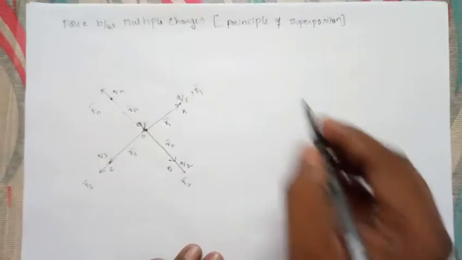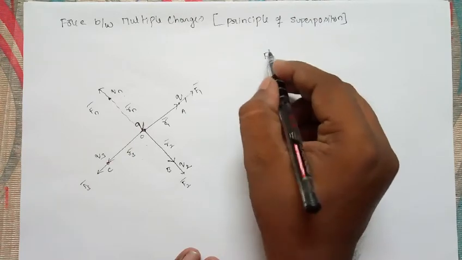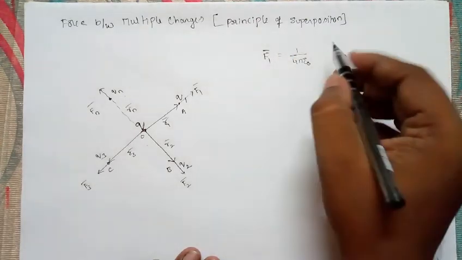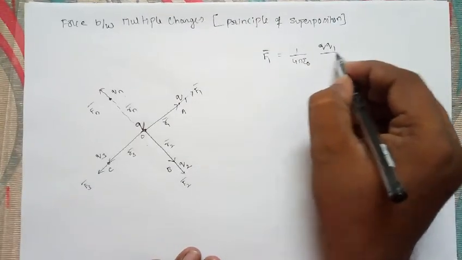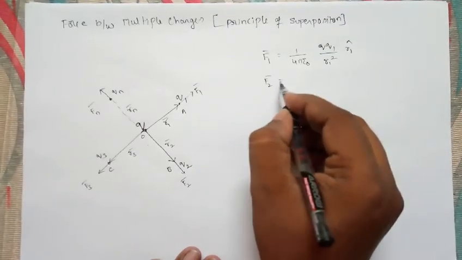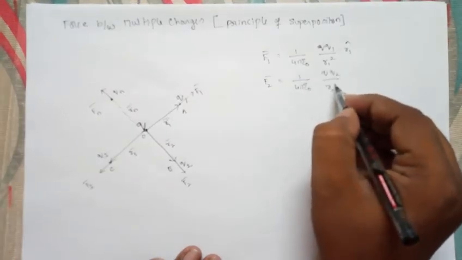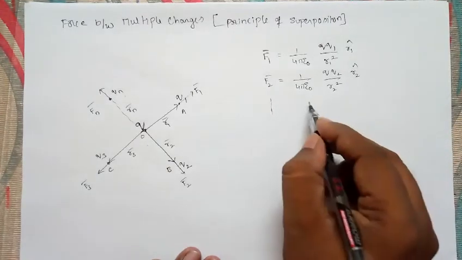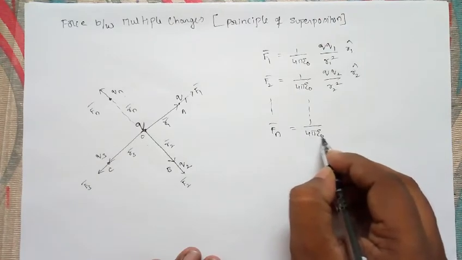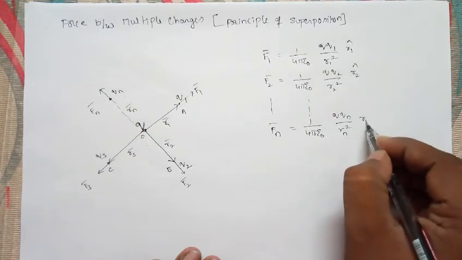So F1 bar, the force acting on Q due to charge Q1, is 1 upon 4 pi epsilon naught into, as we discussed in the vector form of Coulomb's law, Q1 by R1 square into R1 cap. Similarly, F2 bar equals 1 upon 4 pi epsilon naught into Q2 by R2 square into R2 cap, and so on. If you write Fn bar, it equals 1 upon 4 pi epsilon naught into Qn by Rn square into Rn cap.